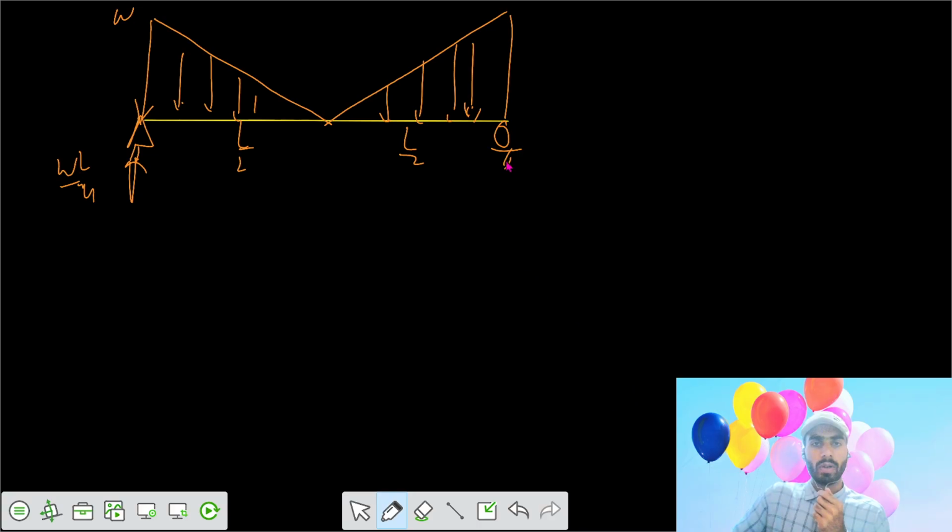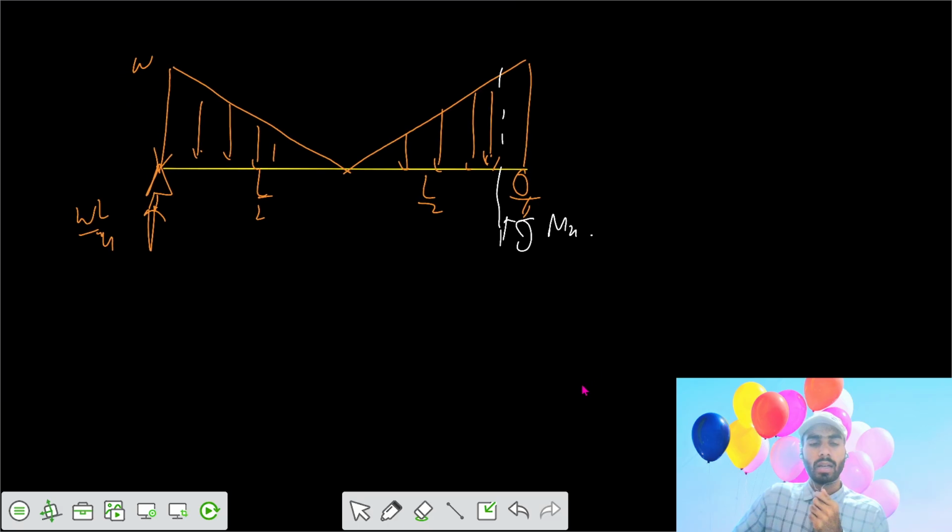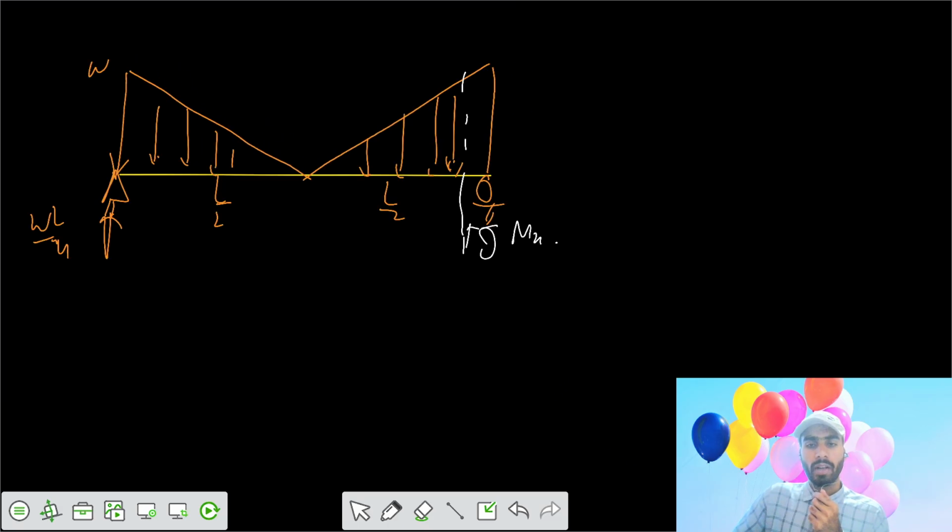Let's cut the section at x. Here the moment is Mx, but the moment equation is varying. So to make the moment equation continuous, let's apply loading such that the loading is continuous. If you apply this extra loading, you have to also subtract it.